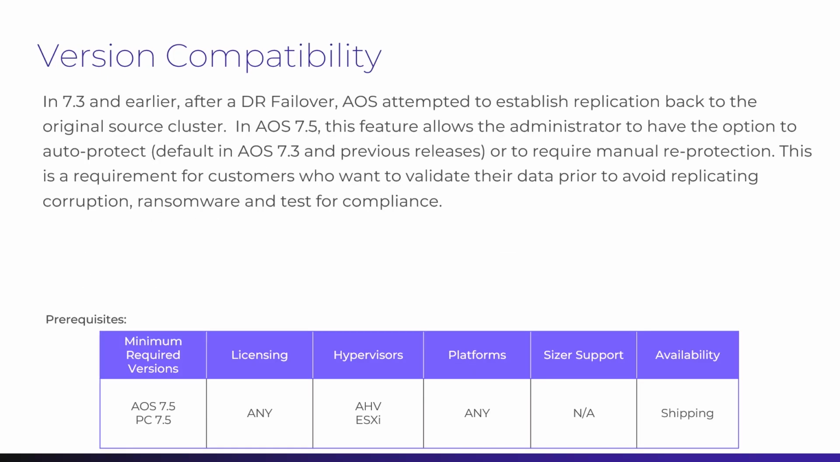Currently, with AOS 7.3 and previous releases, after a failover, AOS will attempt to replicate data back to the primary site after a failover. New in AOS 7.5 is the option to configure manual reprotection, which allows customers to validate data prior to replicating back to primary.